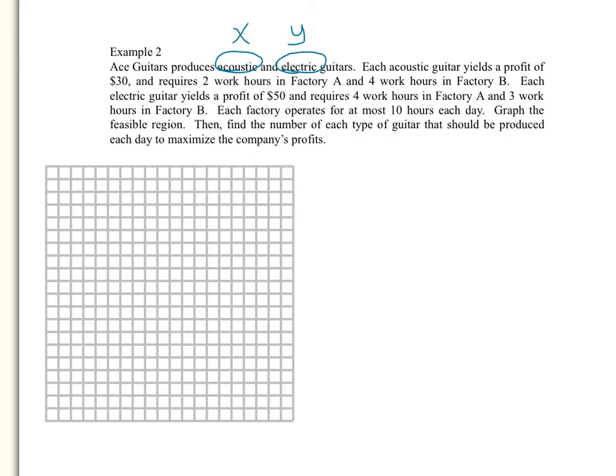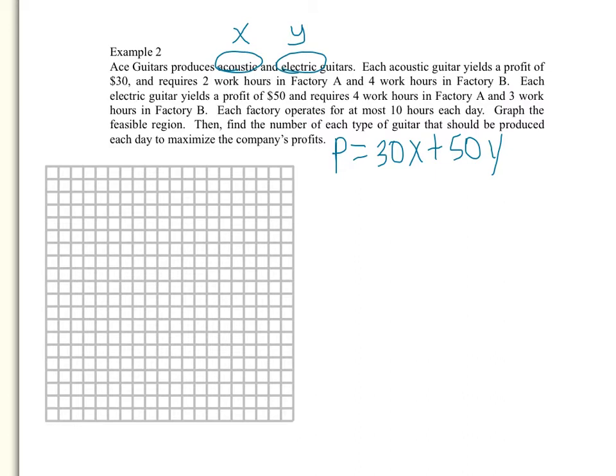Second thing I'm going to do is write the profit equation. The profit equation tells me, when I sell these guitars, how much money this company is going to make. So acoustic guitars yield a profit of $30, so 30 times the number of acoustic guitars that I make plus 50 times the number of electric guitars that I make, that is the profit that the company is going to make through some combination, X and Y, of the number of each type of guitar that they'll produce.